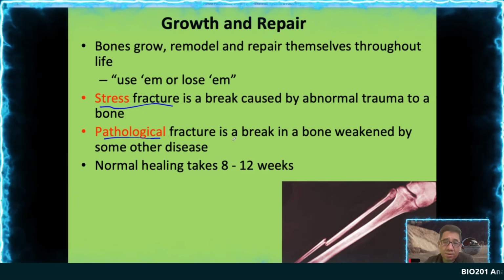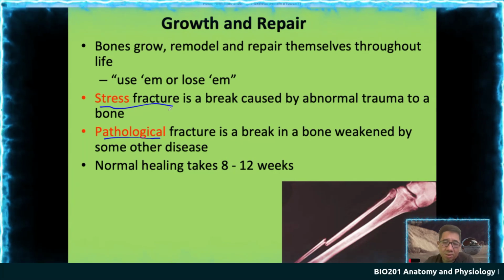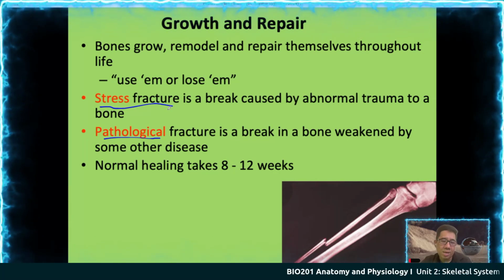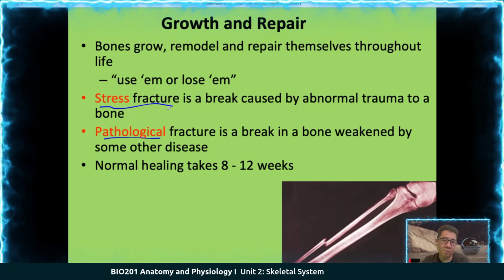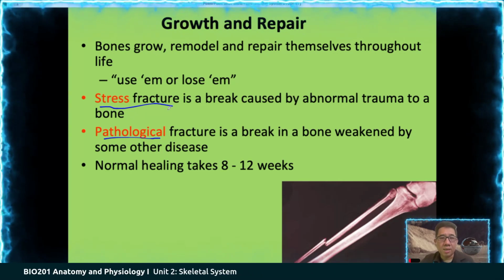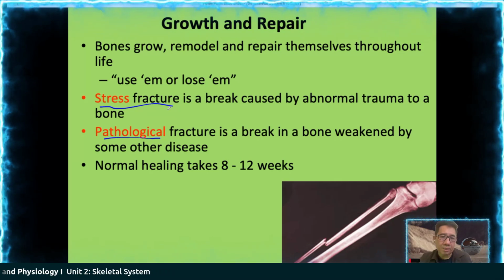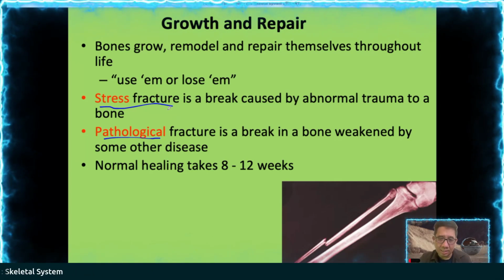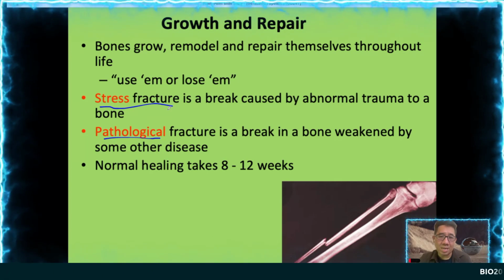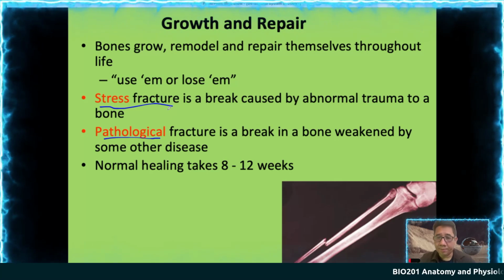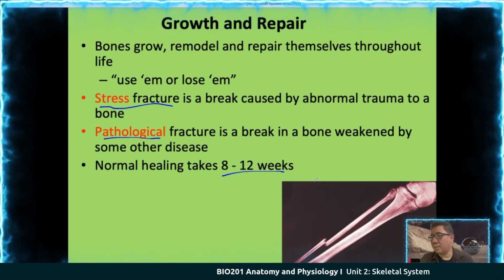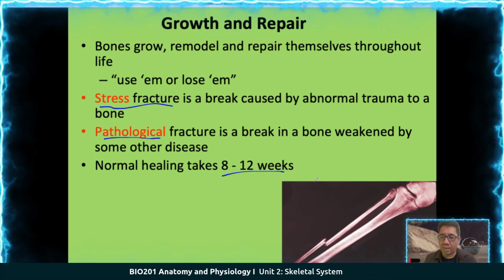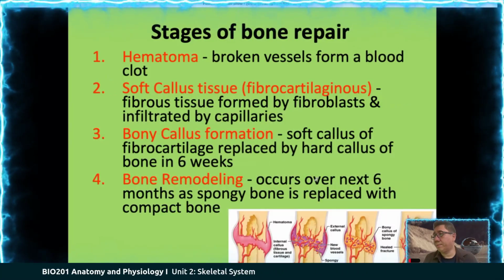Stress fracture means you got into a car accident, you fell, you broke your arm, or you play football, you broke your arm, your legs. Those are stress fractures. Pathological fracture is when you have a disease that causes your bone to be weakened and then breaks all the time. Usually it takes about 2 to 3 months to heal your bone, so 8 to 12 weeks normally.